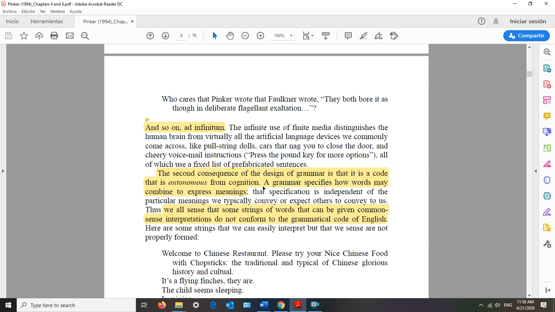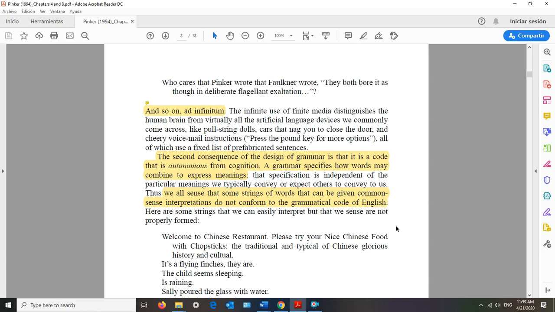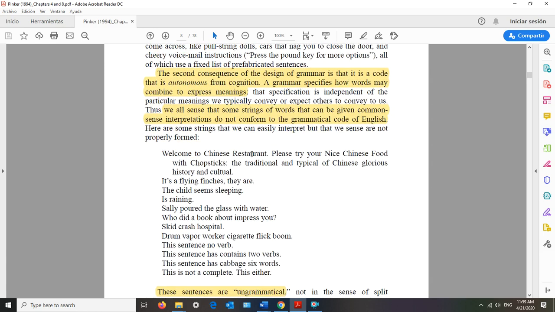So, a grammar, in Chomsky's view, specifies how words may combine to express meanings. And that specification is independent of the particular meanings we typically convey or expect others to convey to us. Thus, we all sense that some strings of words that can be given common sense interpretations do not conform to the grammatical code of English. Right? So this is related to the fact that he sees language as an ability that is separate from, say, the cognitive realm of meanings, the cognitive realm of concepts, conceptualization, as I said before, the cognitive realm of us being capable of categorizing the world.